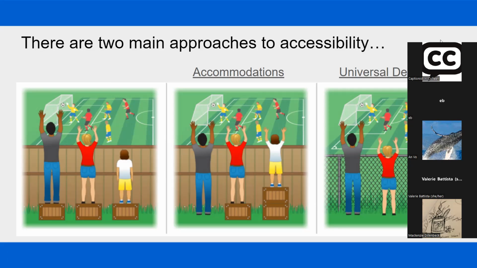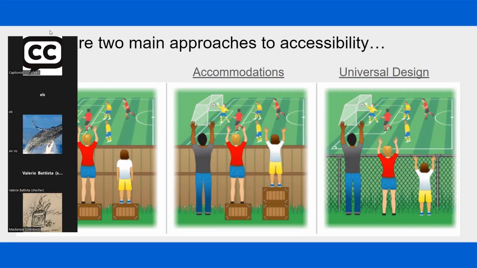On the right side, there's something labeled universal design. And in this case, the fence is see-through, so you do not have to provide blocks in the first place. So the concept of universal design is where the activity is completely accessible to all without having to provide accommodations.